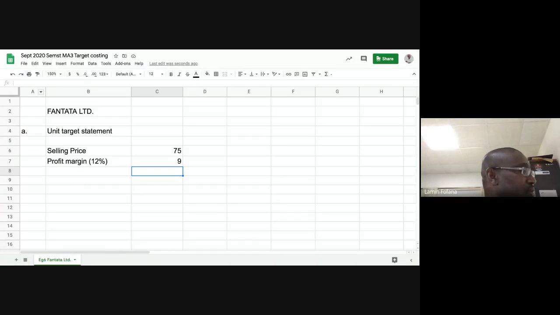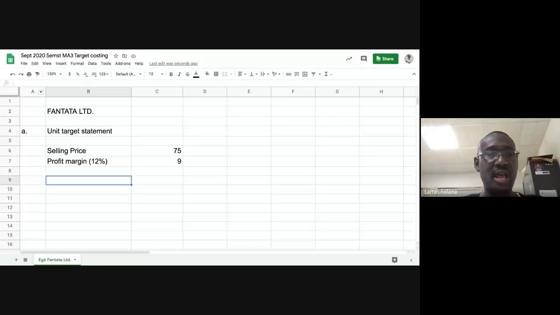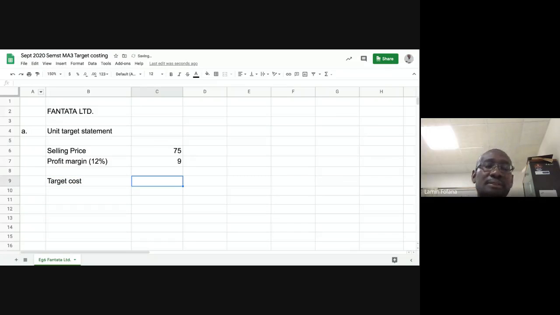Then what is the next number we need to look for to arrive at our target cost? It is the target cost itself. So now we want to find our target cost. You see how easy it is to get a target cost? So our target cost will be what? So what formula do we put here to arrive at our target cost?